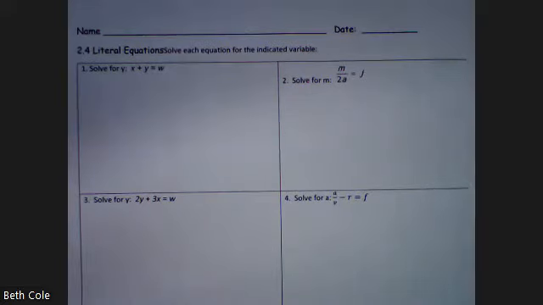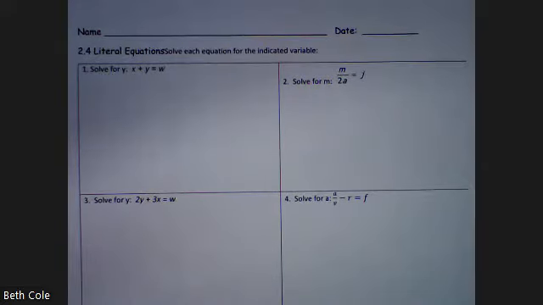So today we are going to be solving what are called literal equations, which means instead of numbers, you have all variables in the equation. Sometimes there's a number thrown in, but basically it looks like the alphabet threw up on your paper, okay?